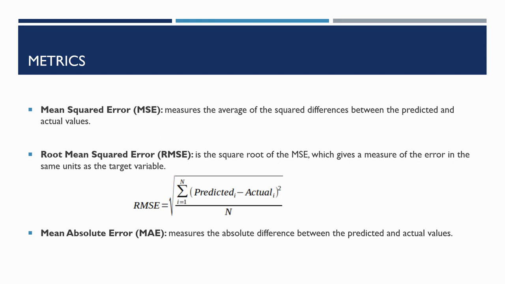And the next metrics are mean squared error, root mean squared error, and mean absolute error. Mean squared error measures the average of the squared differences between the predicted and actual values. RMSE is nothing but the square root of MSE, which gives a measure of the error in the same units as the target variable. And mean absolute error measures the absolute difference between the predicted and actual values.